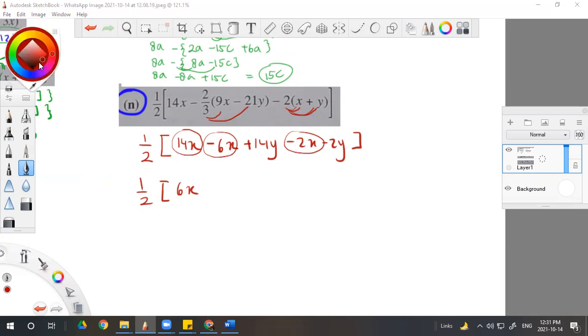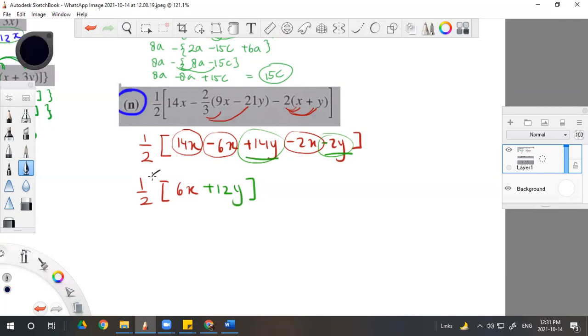Yang penting itu. Yang lain juga harus follow ya. Please follow the explanation here. 14y minus 2y. Minusnya ada di sini. Jadi jangan sampai jadi 16y, salah. Plus 12y. Yeah. And then are we done? Almost. Not at all. That fraction.